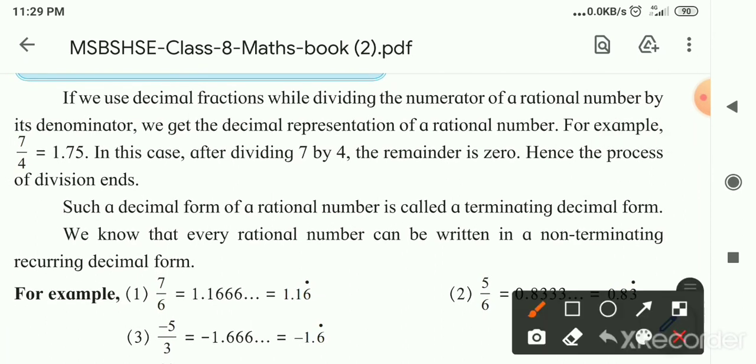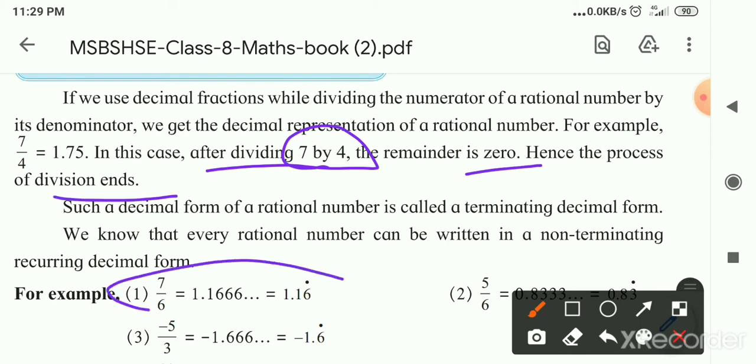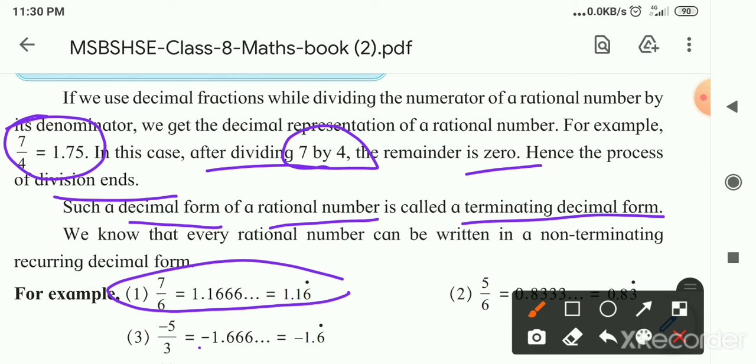after dividing 7 upon 4, the remainder was 0. Hence the division process ends. When you divide 7 by 4, you will get 1.75 and the remainder is 0. But if you divide 7 by 6, you will get 1.16 bar. And if some continuous number is repeating, such a decimal form of a rational number is called the recurring decimal form. Means the number is repeating.